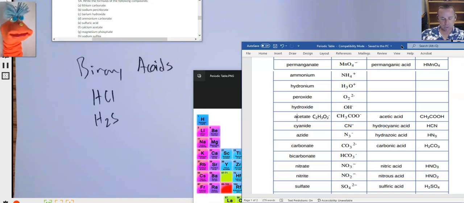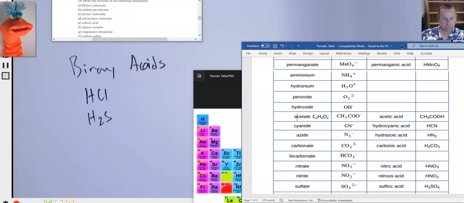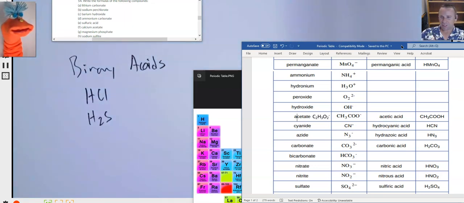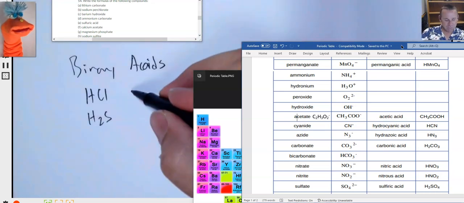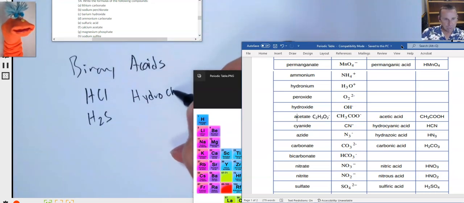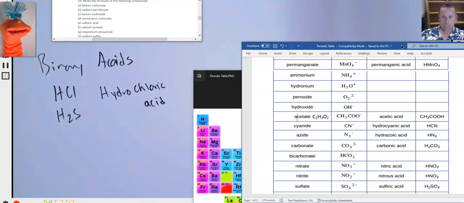And their model for naming is hydro-blank-ic acid. Like hydrochloric acid. That's a good example for us to remember because everybody kind of knows that HCl is hydrochloric acid. We pick it up along the way somewhere. So hydrochloric acid. All right. So if it starts with hydro, that's how you know.